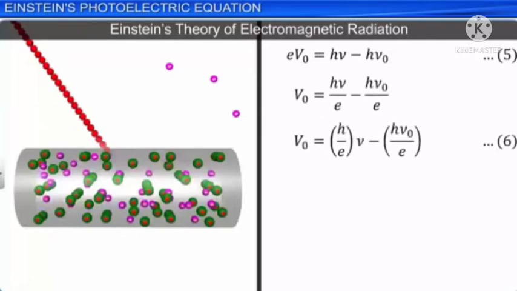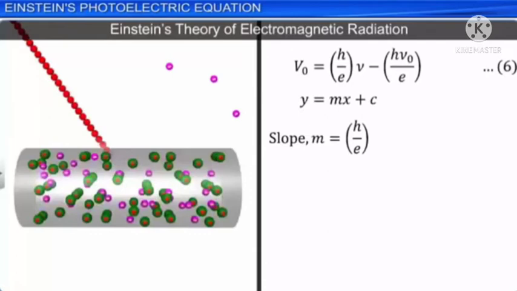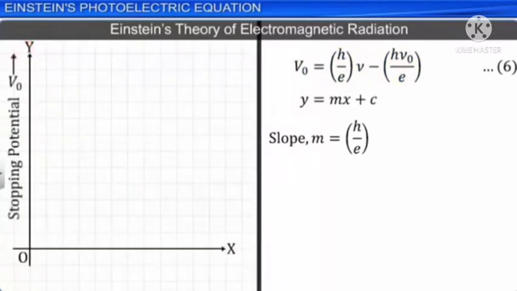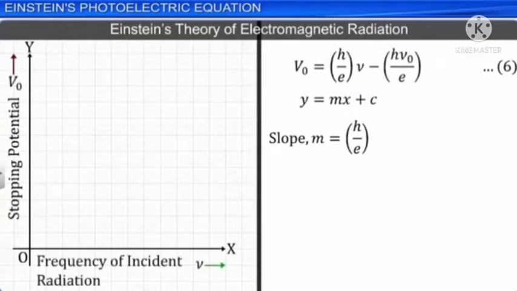Equation 6 is similar to the equation of a straight line, y equals mx plus c, where the slope m of the graph is equal to h by e. From equation 6, as stopping potential V0 varies in a linear fashion with the incident frequency nu, a graph drawn between the stopping potential V0 taken on the y-axis and the frequency of the incident radiation taken on the x-axis is a straight line.